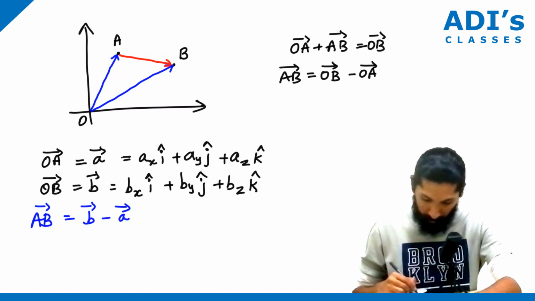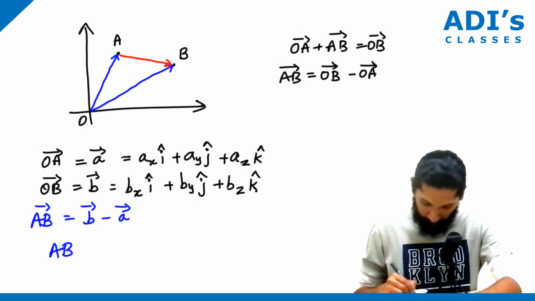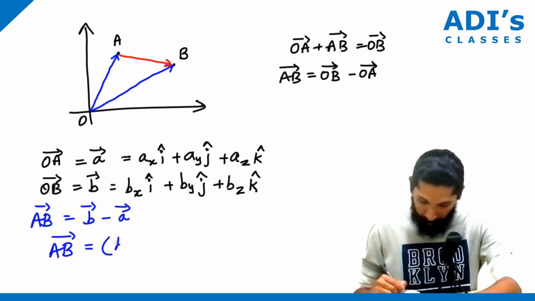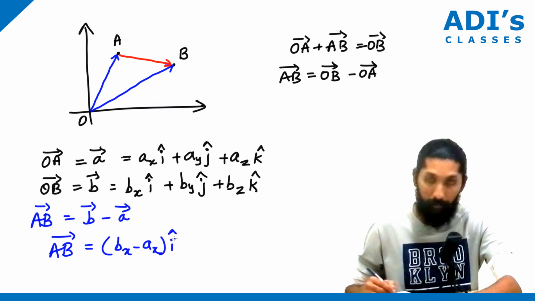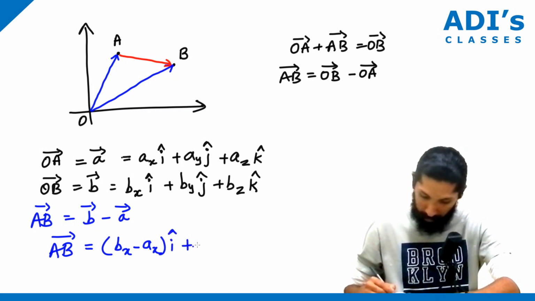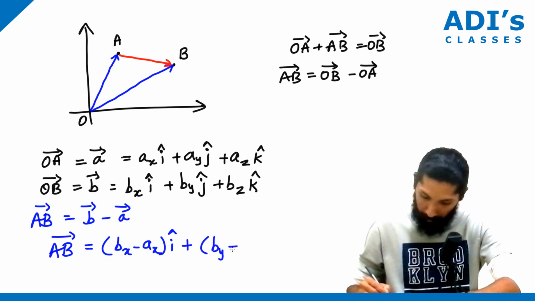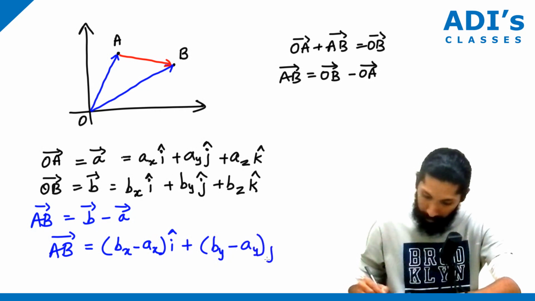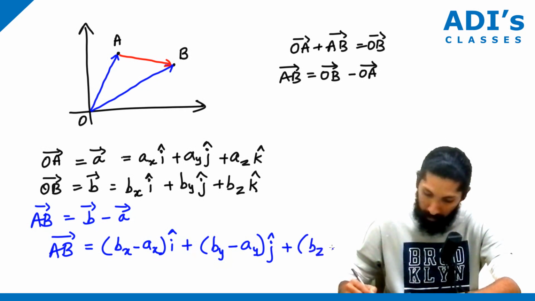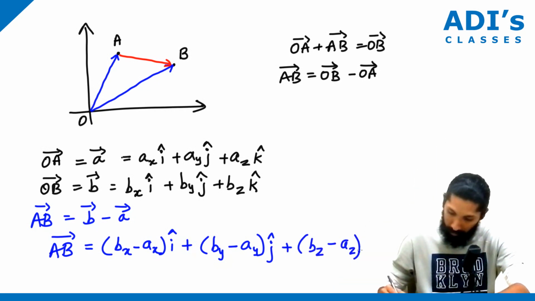So AB vector, AB is equal to BX minus AX into i cap, first one, plus BY minus AY into j cap, plus BZ minus AZ into k cap.